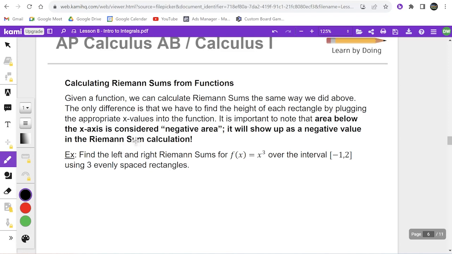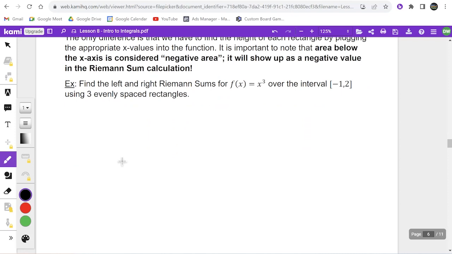Anyways, enough of me blabbering. Let's do another example here. This one's going to be an actual Riemann sum. In other words, we have a function. The good news is it is exactly the same thing we just did. I'm starting with width equals b minus a over n. So higher number's 2 minus negative 1, divided by the number of rectangles, which in this case it says 3. So divide by 3. 2 minus negative 1 is the same thing as 2 plus 1, so it's 3 over 3, which is just 1.